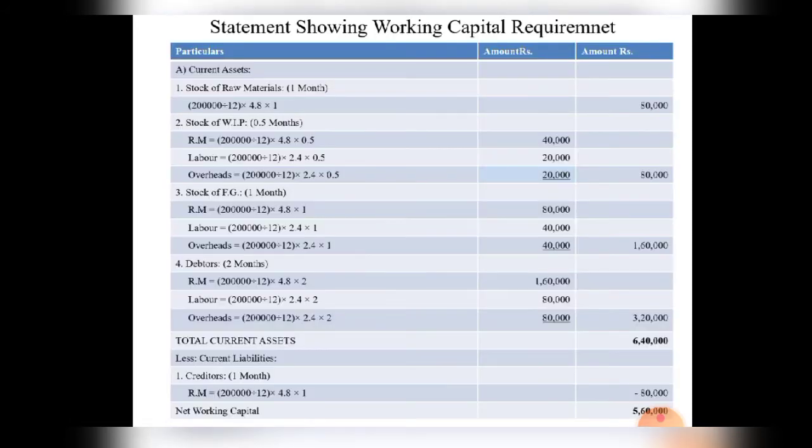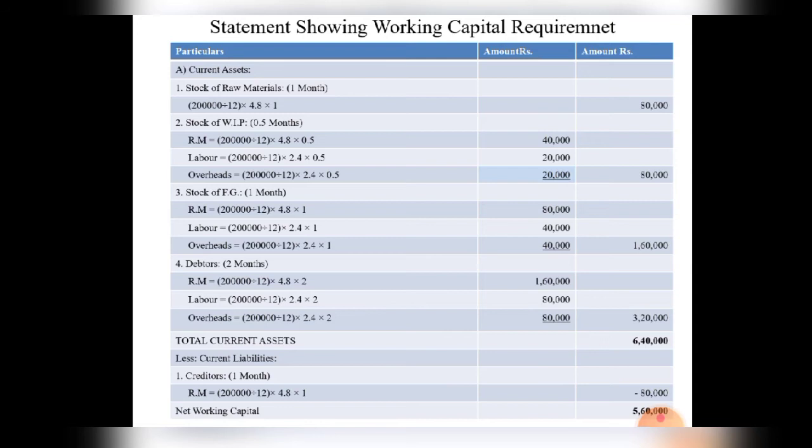Now we prepare a statement showing working capital requirement. So it will have 3 columns: particulars, one inner column for the amount and one outer column. So we know that working capital is nothing but total current assets minus total current liabilities. So we begin with the current assets. So we write first A, current assets. In the current assets, the first current asset which we will take is the stock of raw materials.